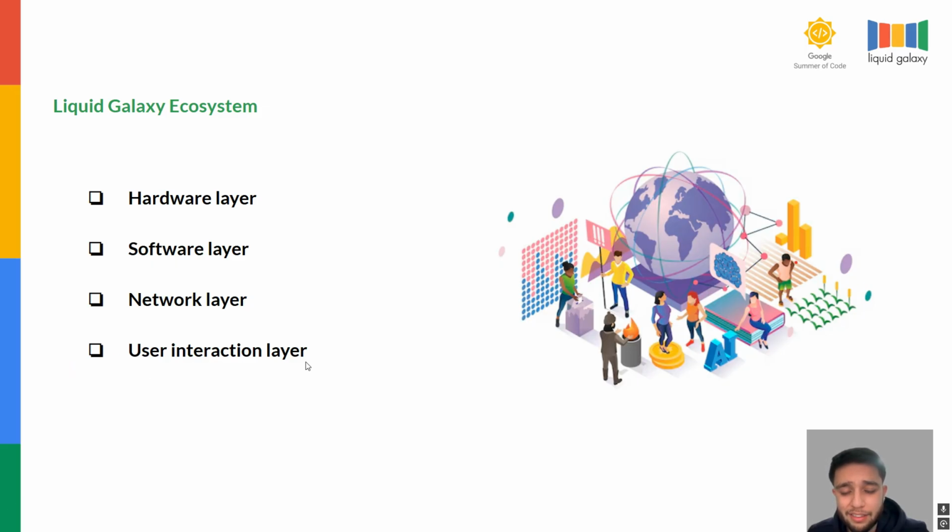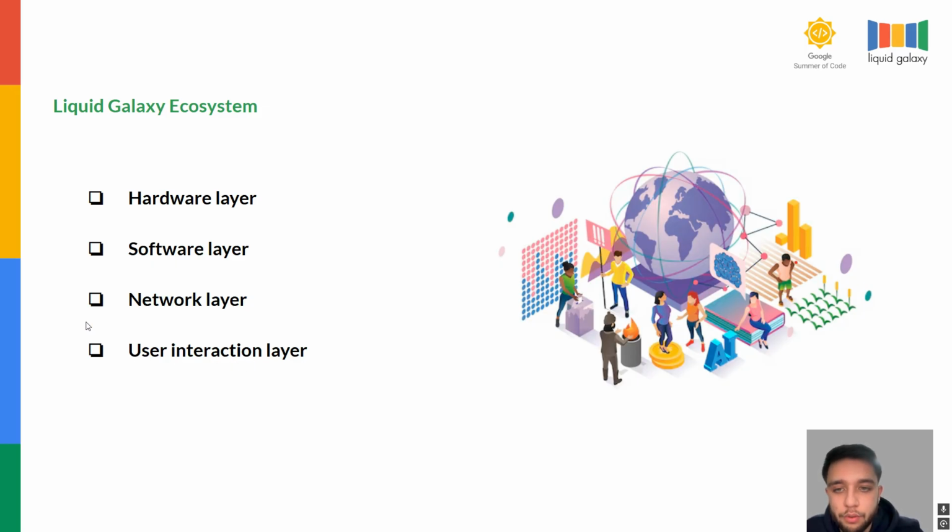And then finally we have the user interaction layer. This is how the user actually controls the system, such as through the keyboard, mouse, mobile devices, touch display, or custom controller. So this layer makes the system interactive and user friendly.